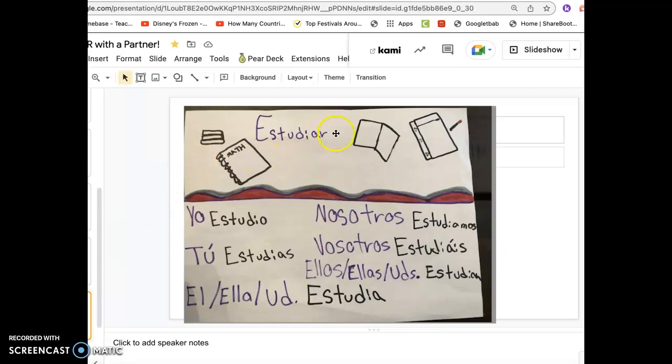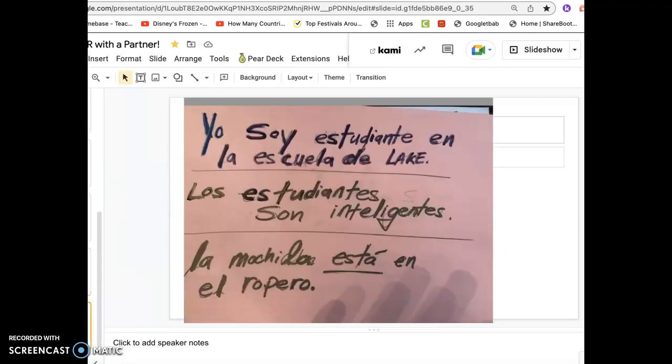So fun pictures there. And then just a couple examples, that last segment where if you were making sentences. So let's say I chose ser. Yo soy estudiante en la escuela de Lake. Los estudiantes son inteligentes. All the students are intelligent. Or la mochila está en el ropero, as in an example for estar.